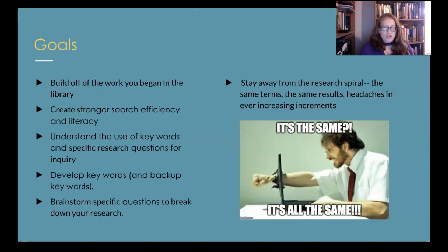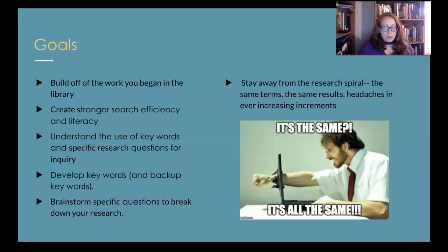to understand the use of keywords and specific search questions for inquiry, so to practice that critical reading of being guided by your questions, and figuring out how to search for those questions and develop those keywords and start creating that habit of mind, to be able to come up with the right kinds of terms, or be able to brainstorm new ways of searching for something or new ways of saying what it is you're looking for.